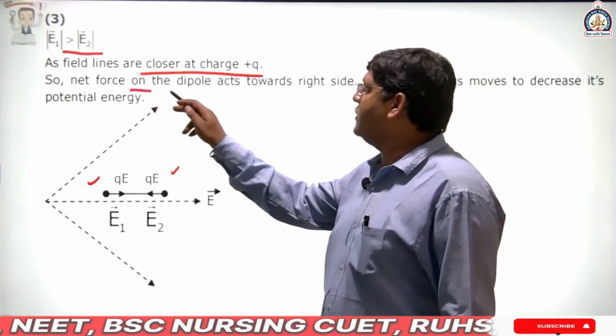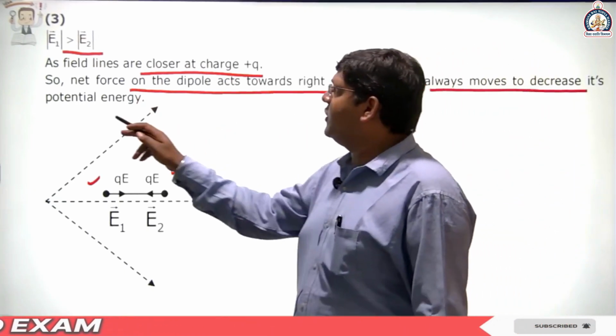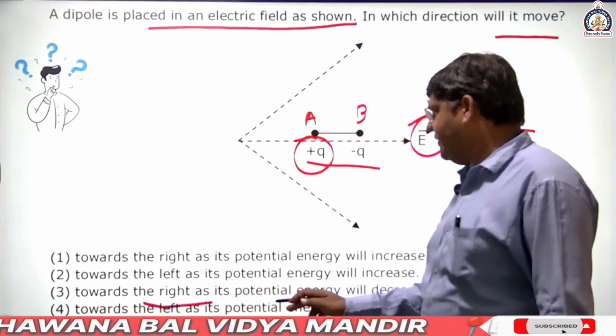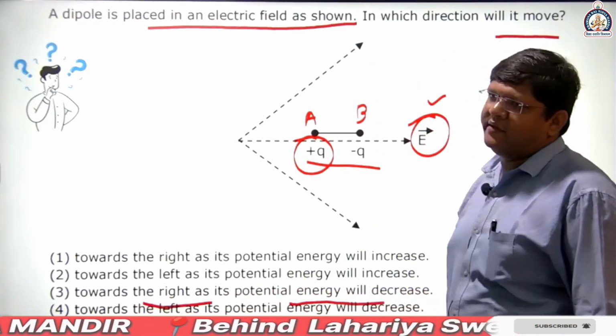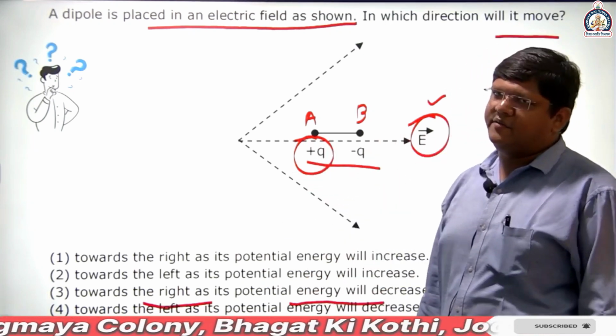So, the net force on the dipole acts toward the right. A system always moves to decrease its potential energy. So, the required answer is third, toward the right, as its potential energy will be decreased. So, the dipole will move toward the right.